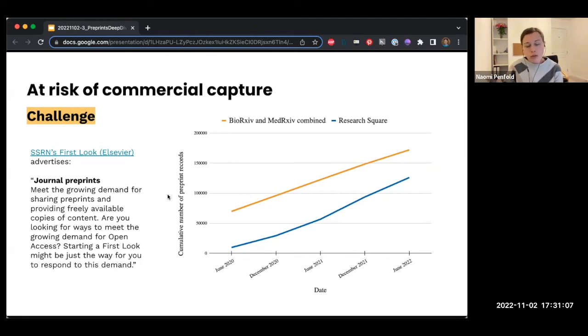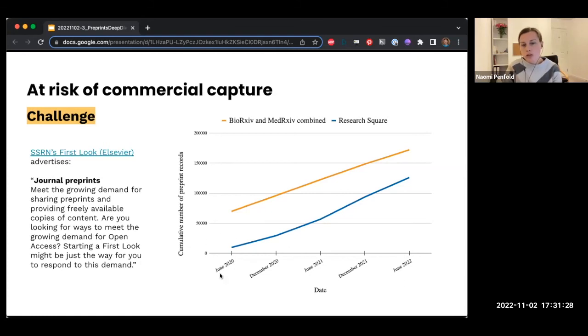And they've also got the ready footfall of academics already using them, and the manuscripts are coming into them. So it seems obvious that they're following this route because there's been interest in non-journal spaces. But you'll see on this graph on the right, which is showing the cumulative number of preprint records across time from June 2020 to June 2022.